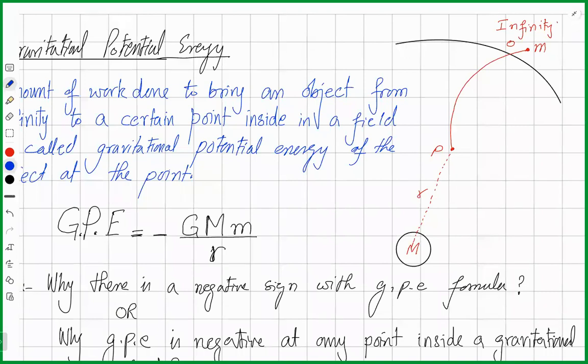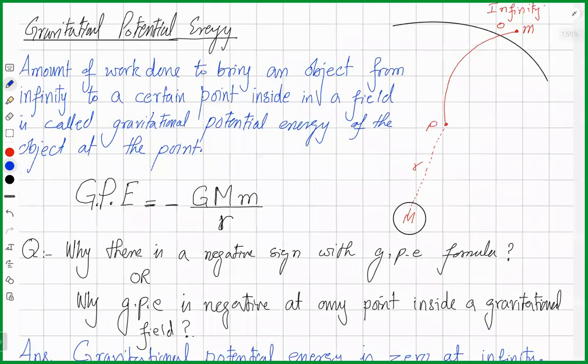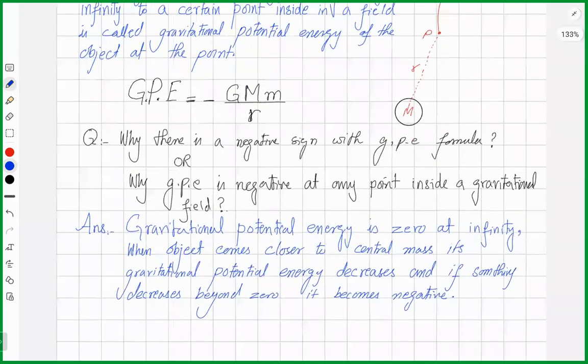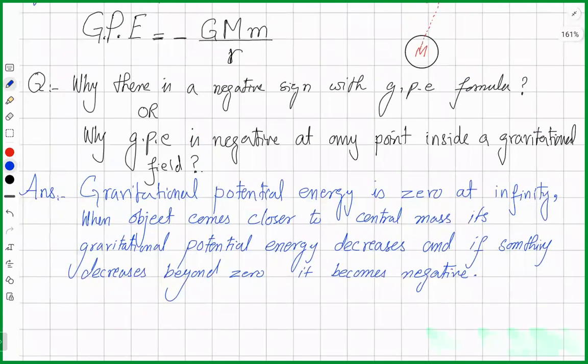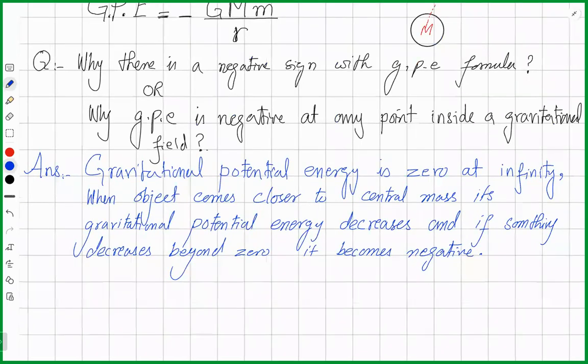Whenever a field is doing work, potential energy must decrease. But that is a very sophisticated way of saying something, and examiners in A levels are happy to accept this answer when somebody says: because potential energy is zero at infinity and we are bringing it close, and when something comes closer to the central mass, its potential energy decreases, and when potential energy decreases beyond zero, it becomes negative. 100% marks. If it is a 2-mark question, you get 2 marks. If it is a 3-mark question, you get 3 marks, full marks.